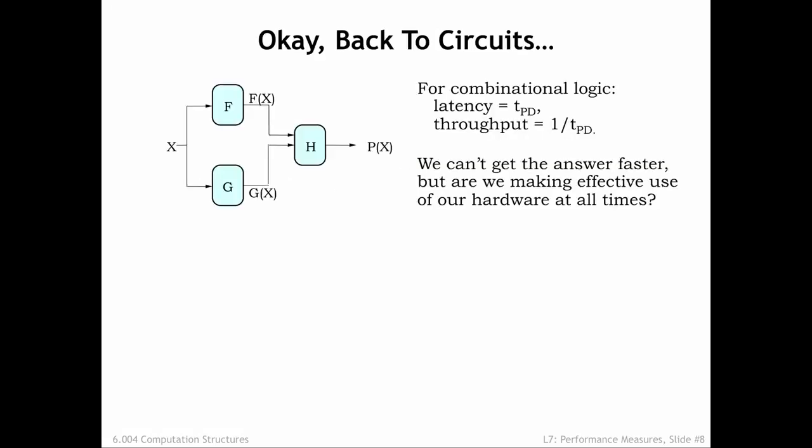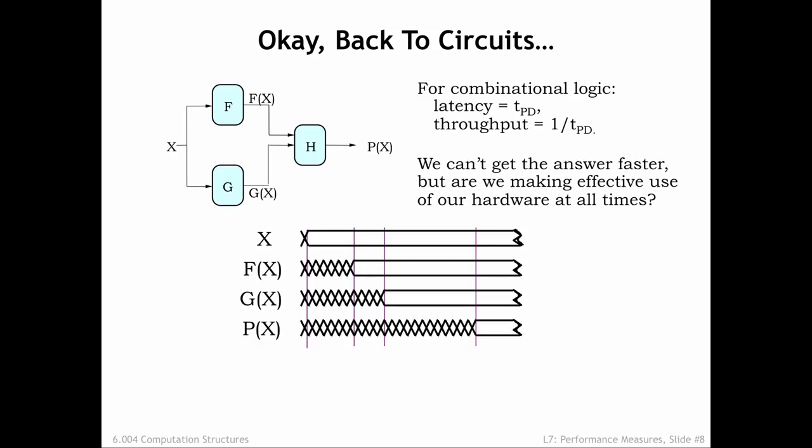Okay, now let's apply all this analysis to improving the performance of our circuits. The latency of a combinational logic circuit is simply its propagation delay, TPD. And the throughput is just 1 over TPD, since we start processing the next input only after finishing the computation on the current input. Consider a combinational system with 3 components, F, G, and H, where F and G work in parallel to produce the inputs to H.